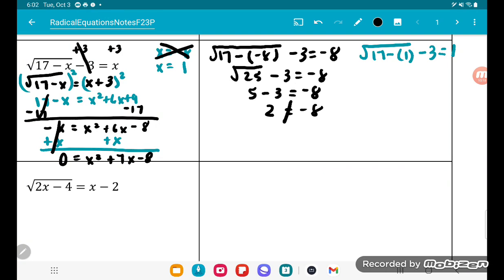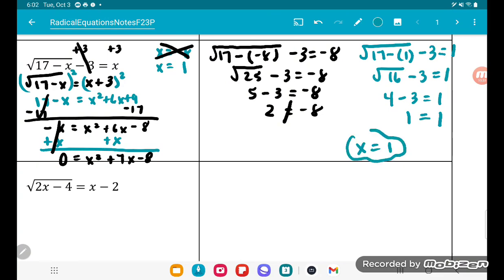Under the square root you have 17 minus 1. So on the right side you have the square root of 16 minus 3 equals 1. The square root of 16 is 4. 4 minus 3, yes, it equals 1. So x equals 1 is the only solution to solve example D. Again, it's the only solution to solve example D.